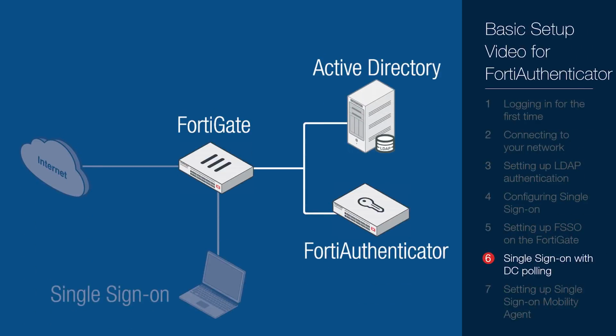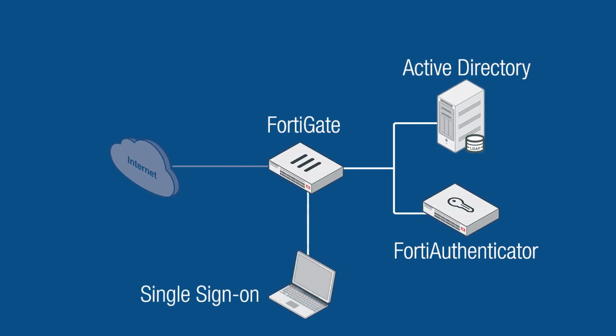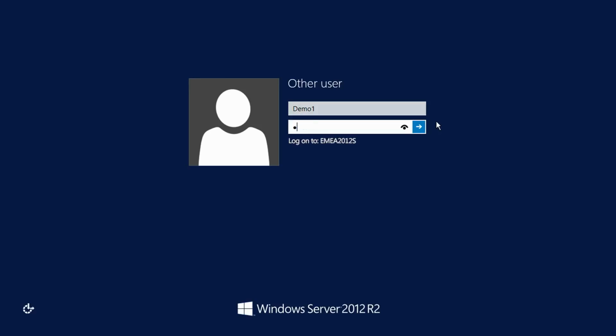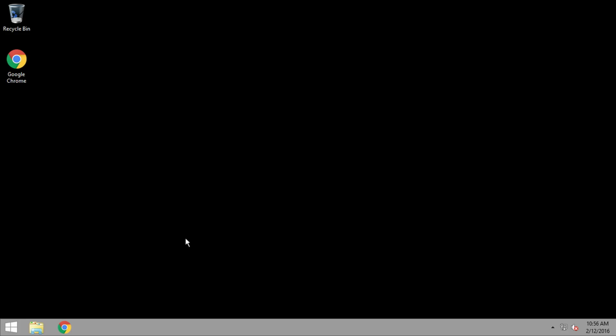Now that our FortiAuthenticator, remote LDAP server, and FortiGate are all communicating properly, when a member of our user group logs onto the domain, they will abide by our firewall policy and gain the appropriate network access. We can see this by logging in as a domain user and opening a browser.